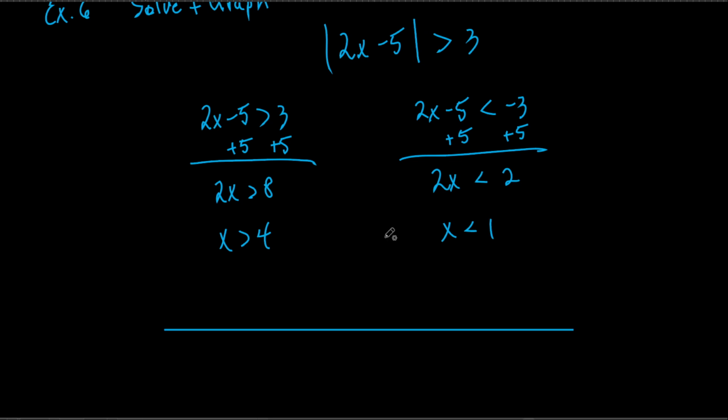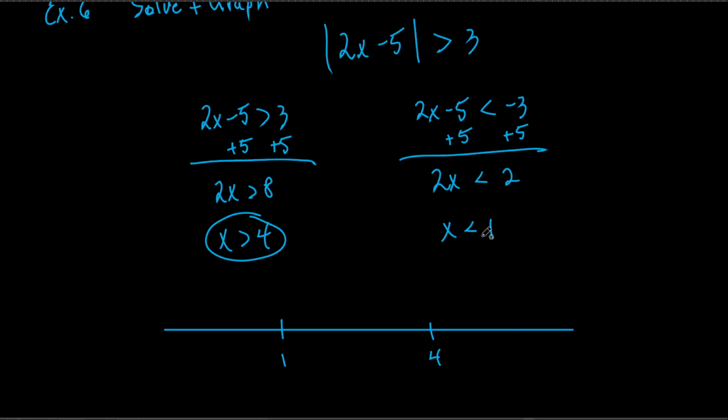So let's graph it. What's my smallest number? It's 1. What's my biggest number? It's 4. Now, let's take a look at this. Think about graphing it. I have to find all the values of x that are greater than 4. So that means, where am I going to darken my line?